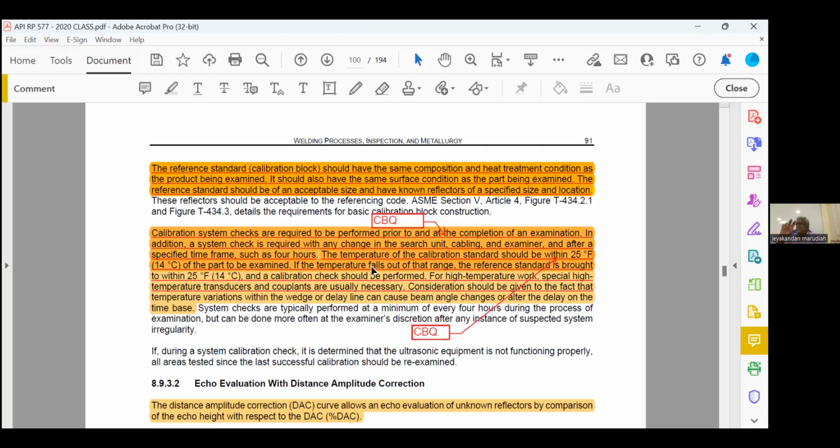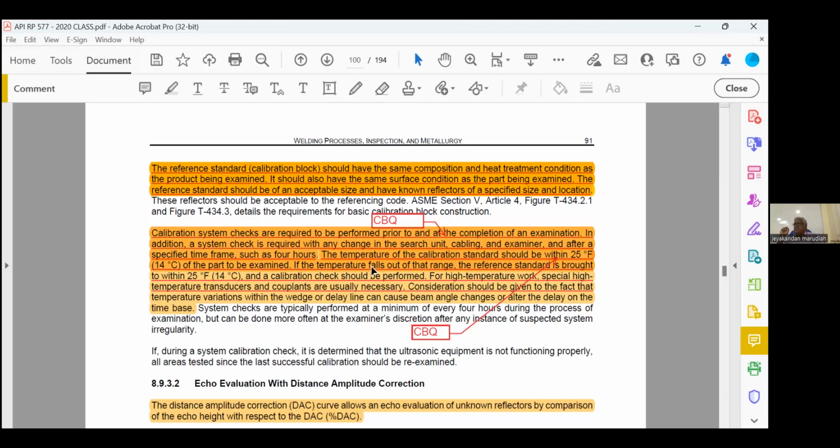Because these are only knobs. Some people just rotate them, then the calibration will change. So you have to check at the end of the shift also. Next one is important. In between, if you are changing the probe, you have to check the calibration. If you are changing the operator, you have to check the calibration. And if you are changing the cable, you have to check the calibration. Again, this question was asked like that.